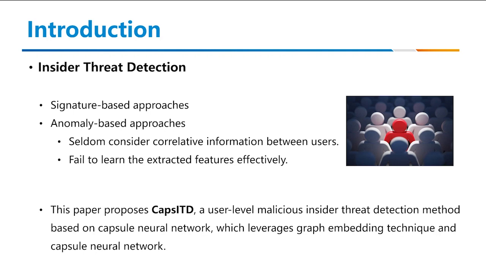Current anomaly-based approaches are mainly focused on user behavioral profiles and use machine learning and deep learning algorithms to detect malicious insiders. There are 2 limitations in the previous approaches. First, previous approaches seldom considered the correlative information between users. The correlative information can reflect the user's aggregation. Users with the same behavior tend to have similar attributes, and such correlative information can help detect malicious insiders.